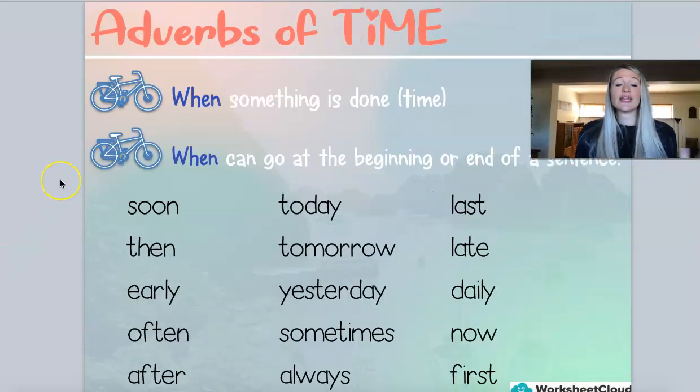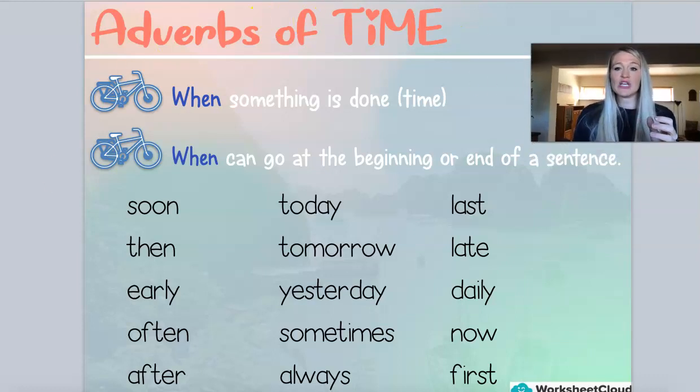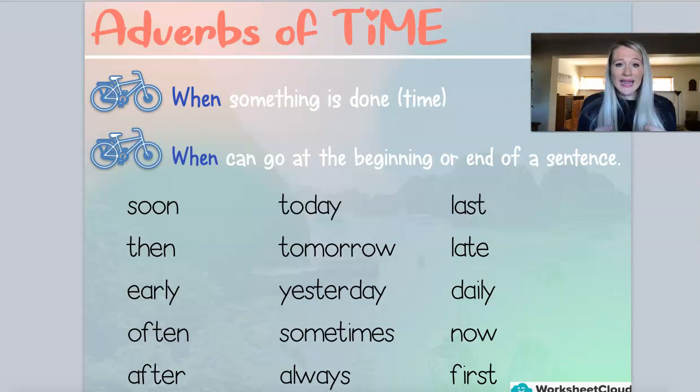Right, now if we look at adverbs of time, which is the second type of adverb that we are going to look at today. So an adverb of time tells us when something is being done, and it gives us a sense of time. It can be either at the beginning or at the end of a sentence. It can go before the verb or after the verb. Doesn't really matter in this case. So some examples would be soon, then, early, often, after, today, tomorrow, yesterday, sometimes, always, last, late, daily, now, first.